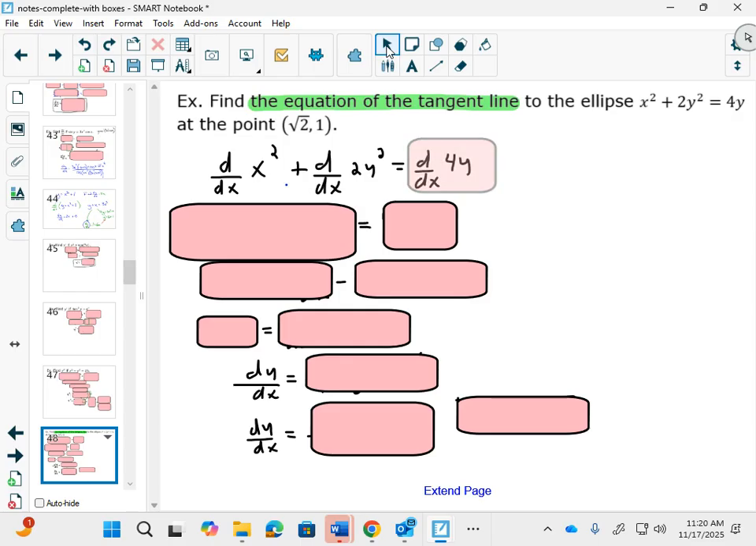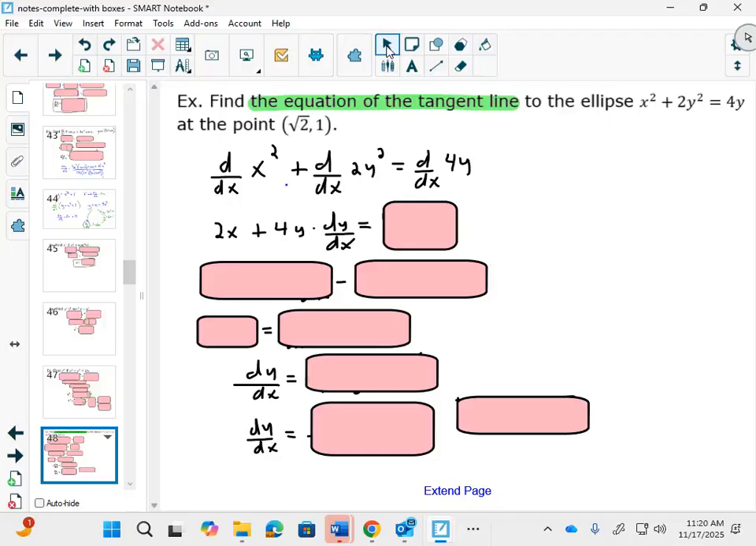I take d dx of everything. d dx of x squared is 2x. d dx of 2y squared would be 4y, but then because it has a y, I'd have a dy dx. And d dx of 4y will just be 4, but then because it has a y, I'd have a dy dx.